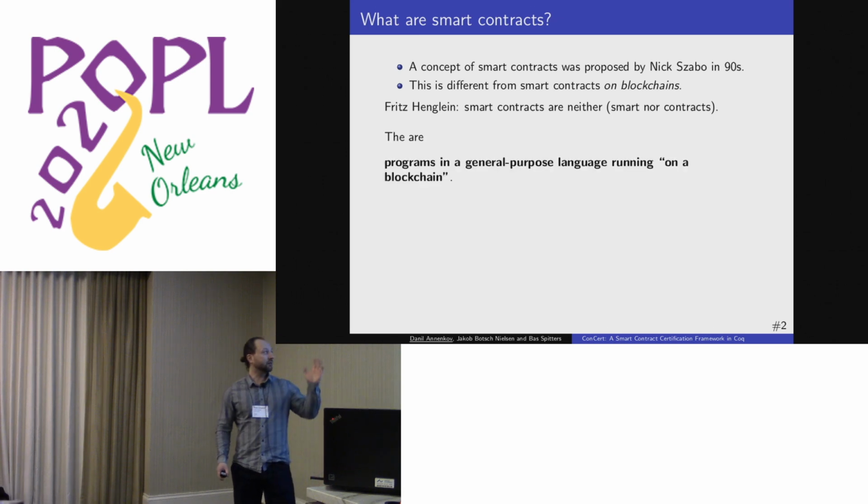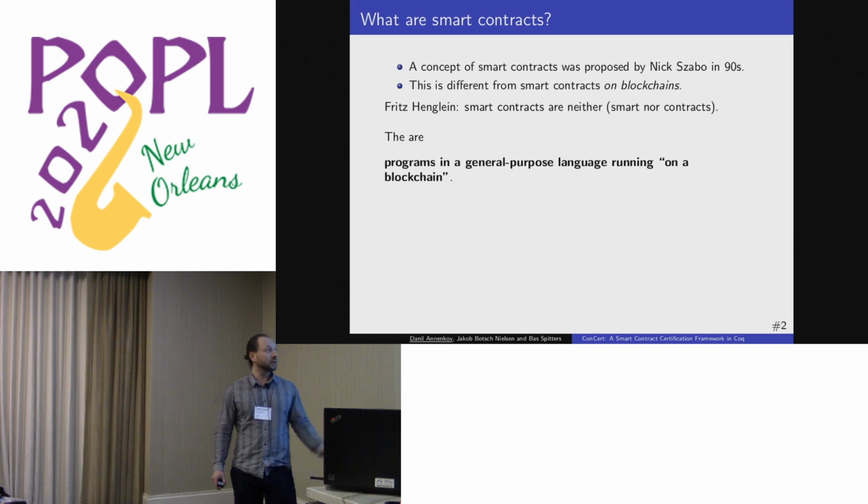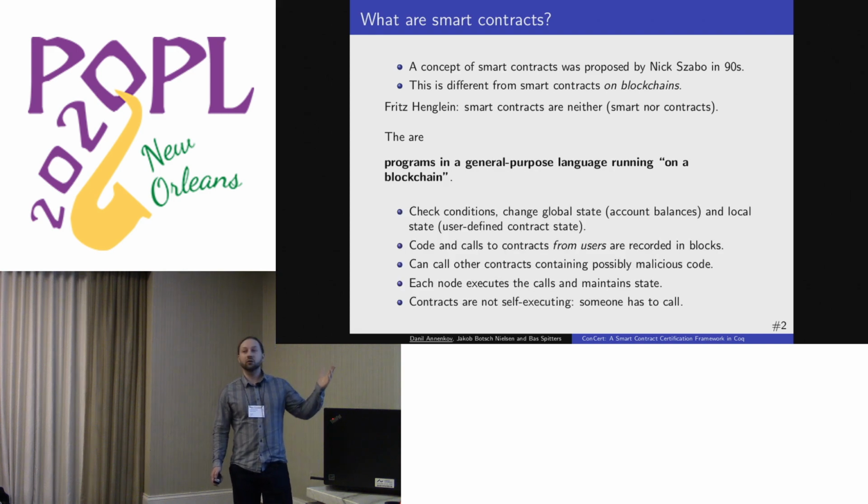For the purpose of this talk, it's completely safe to think of smart contracts as just programs in some general purpose programming language running on a blockchain. So the specifics come from the environment where they run. Let's unfold this definition a little bit, running on a blockchain. You can think of a blockchain as an append-only distributed database, and smart contracts are like fancy stored procedures for this distributed database.